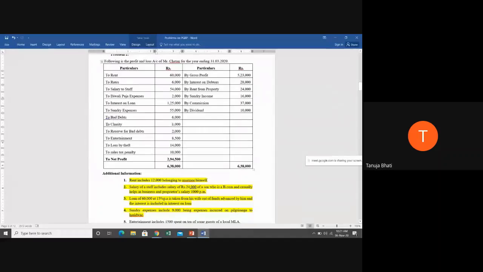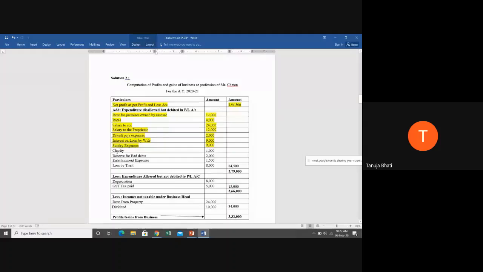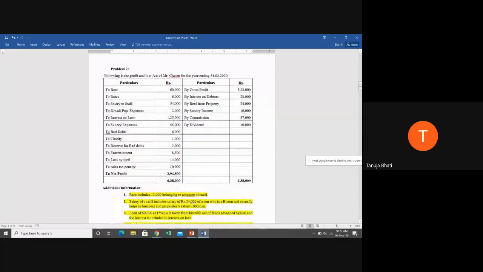Next, to charity or to donation, we have seen in a previous problem also. Tell me, if the business is doing some charity donations, is it an allowable expenditure or a disallowable expenditure? Disallowable. Very good. So charity becomes a disallowable expenditure, so we are going to add it back to the net profit.